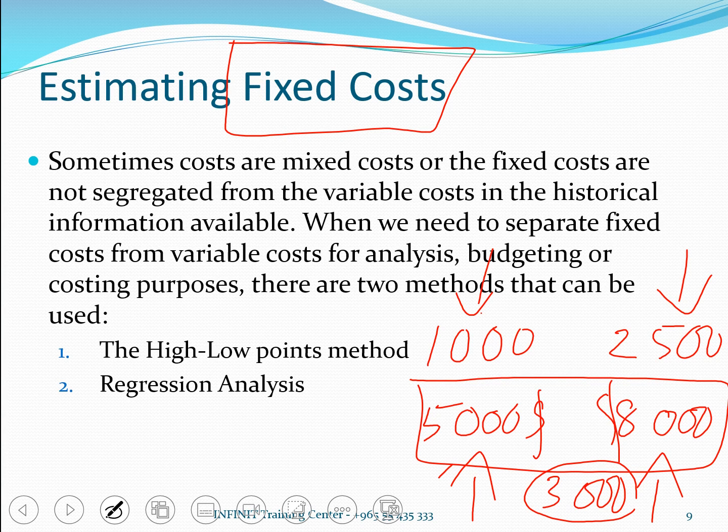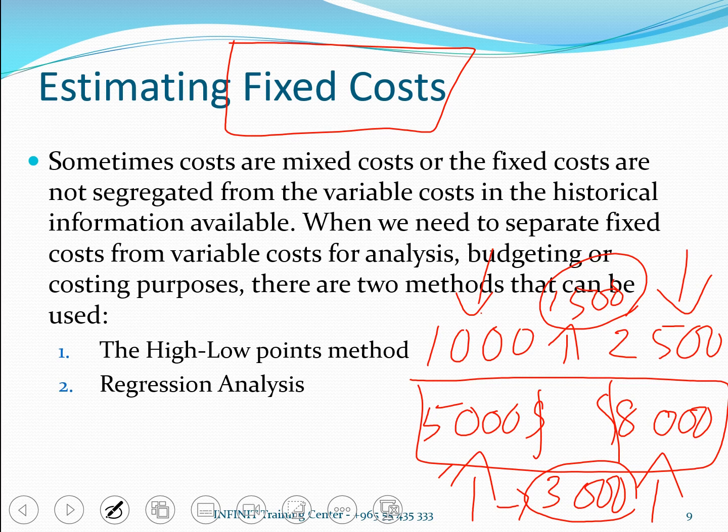Sorry, there is a calculation mistake in this. 2,500 into 2. So the increase in cost, there is no mistake. Increase in cost is $3,000, and this $3,000 increase came when I produced an extra 1,500 units, right? We can say this $3,000 was incurred because of these 1,500.